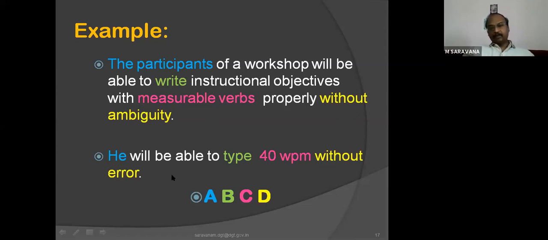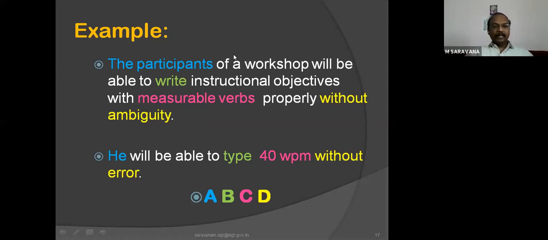So a computer operator or a DTP operator or a secretarial practice trainee, we will train them in typing with systems. Some trainees will type faster and some trainees may be slower. And one trainee, with proper practice, she or he will be able to type 40 words per minute. So this we are writing as a statement, as a learning outcome or instructional objective, by using this ABCD method. So how can we do it? He will be able to type 40 words per minute without error.